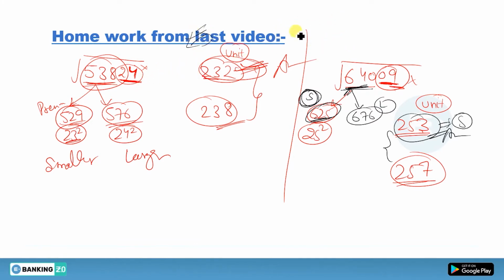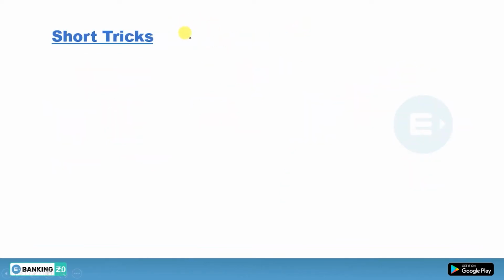It means I think this one is clear to you. Now move to the next one. This homework was clear. Now today we'll discuss cubes and cube roots. How you are going to get cubes and cube roots, that's what we'll discuss in this video.